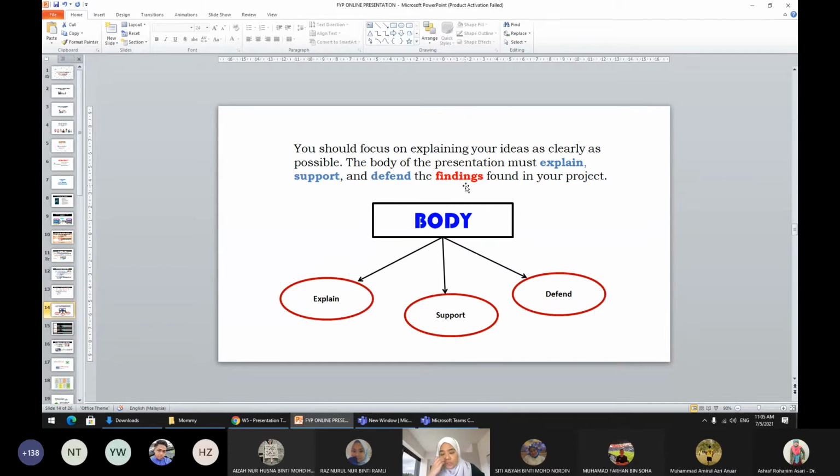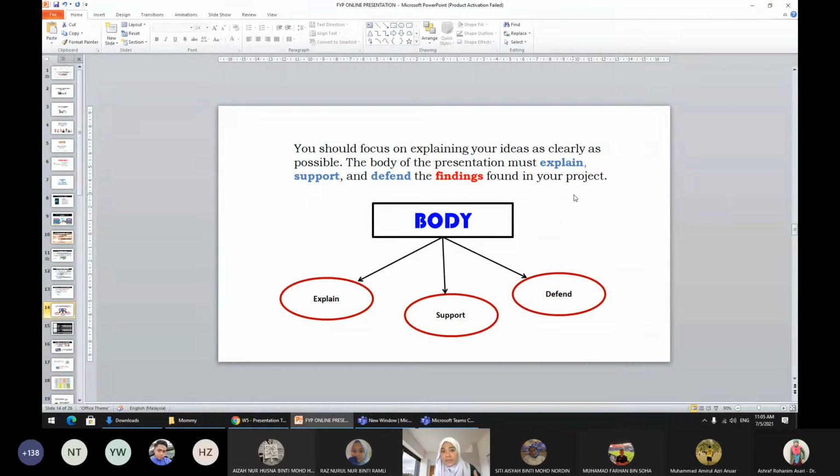Okay. So what should you stress on in your body when it comes to presenting your findings? You should focus on explaining your ideas as clearly as possible. That means your findings, okay? The body of the presentation must explain, support, and defend the findings found in your project. So that's why it is very important for you to highlight one by one. Finding 1, finding 2, finding 3, and then maybe at the end, demonstration.